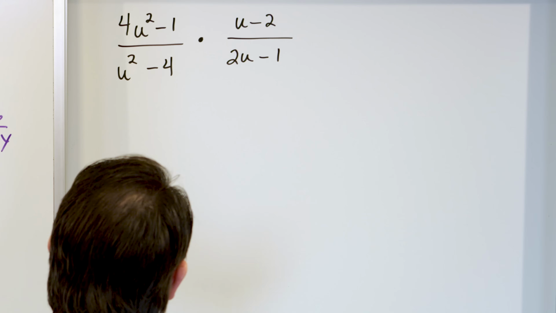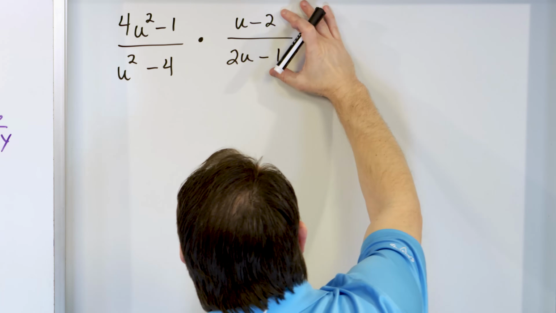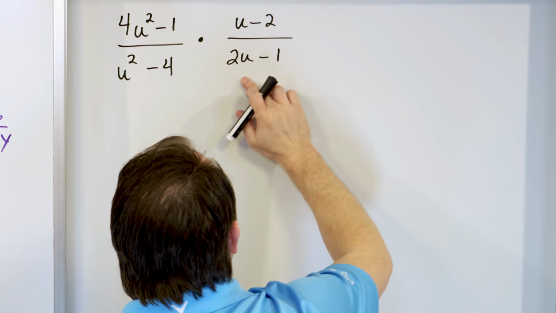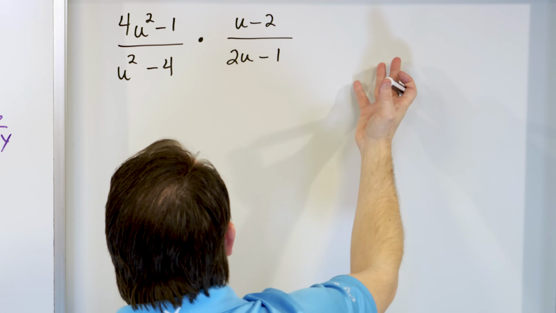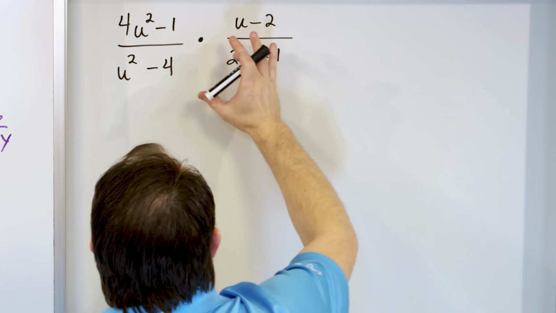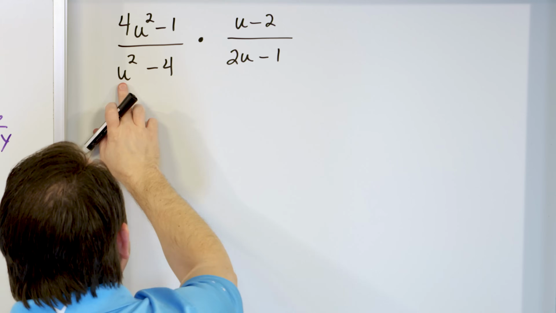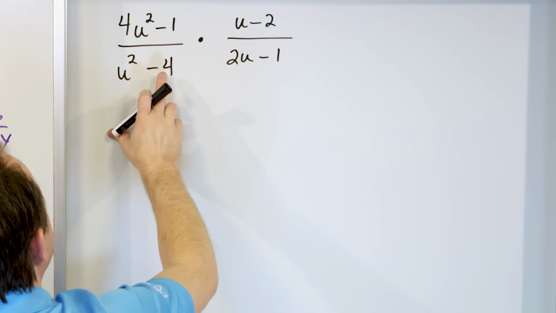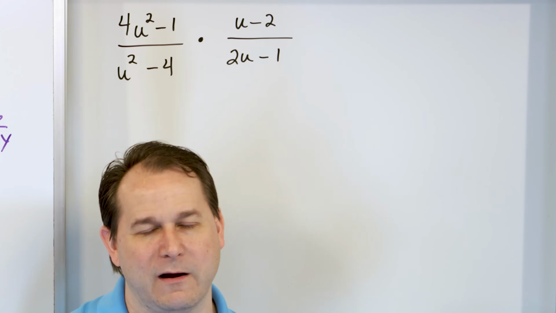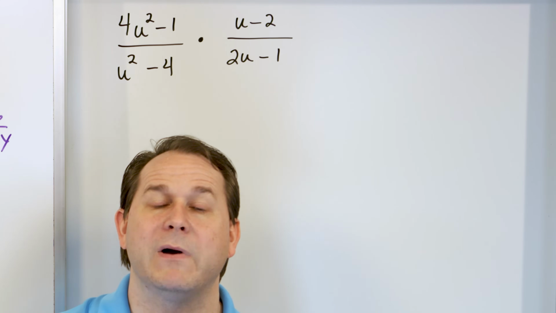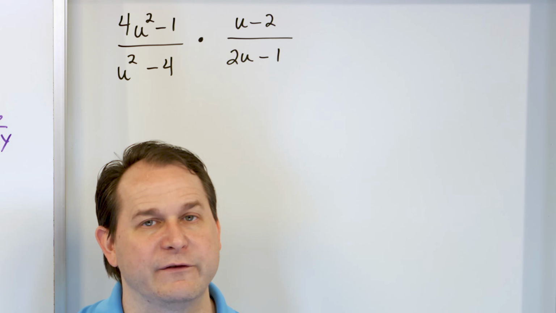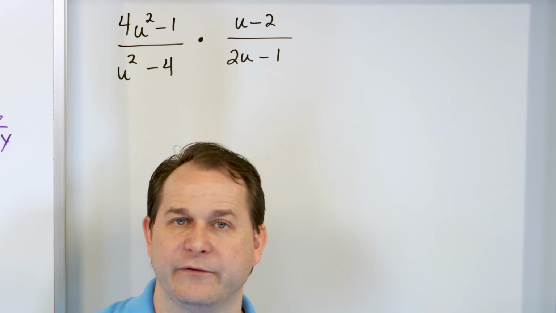Obviously, I can't factor these anymore because u minus 2 and 2u minus 1, there's no squares anywhere. So I can't really factor that at all. But there's lots of squares here. And then you say, wait a minute, this is u squared minus 4, but 4 can be written as 2 squared. So that's u squared minus 2 squared. That's a difference of two squares. So I can factor a difference of two squares.